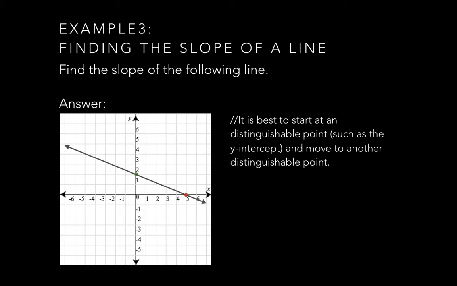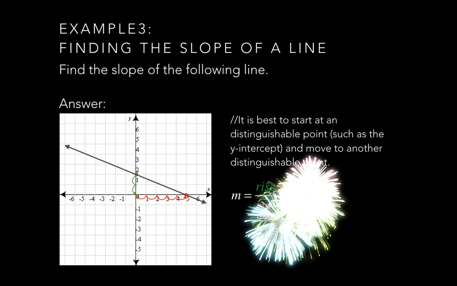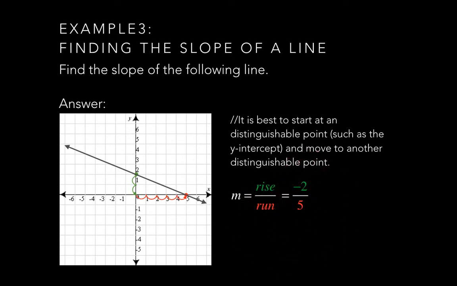So we're going to try and move from one point to the other, from the green to the red point. We would be trying to find our rise over our run. You would be going down 2 and then moving positively to the right 5. So that's down 2, that means negative 2, and your run is 5. So that would be your slope.